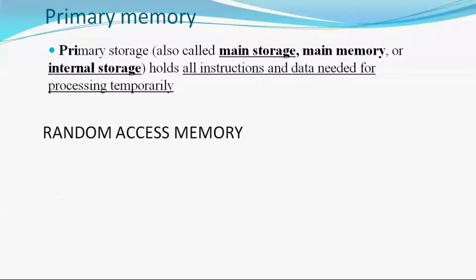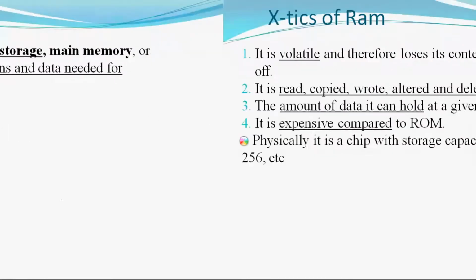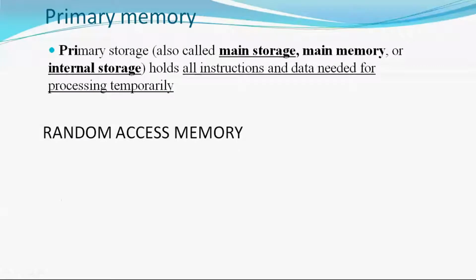They hold all the instructions and data needed for processing temporarily. That's why we call them primary memory. So they are an example of the temporary ones. They hold instructions and the data needed for the processing temporarily, meaning information can easily be lost. All these instructions can be lost when the computer is not on or when power goes off. Now, let's look at the random access memory, or what we also consider as the RAM. Now, the RAM is one of the most important components.